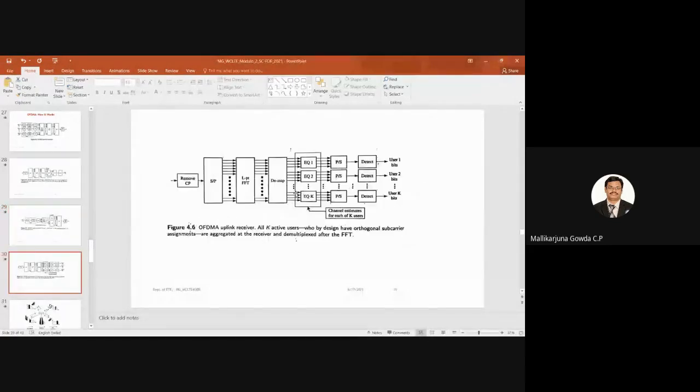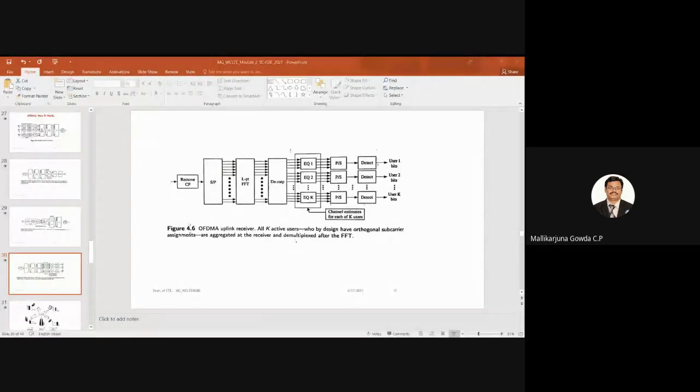So this is about the uplink receiver, the OFDMA uplink receiver. With respect to diagram one, I discussed the transmitter, no? With respect to that, I can say this is the uplink receiver. There is also a downlink receiver, right? So remove the cyclic prefix, do serial to parallel in the receiver, right?